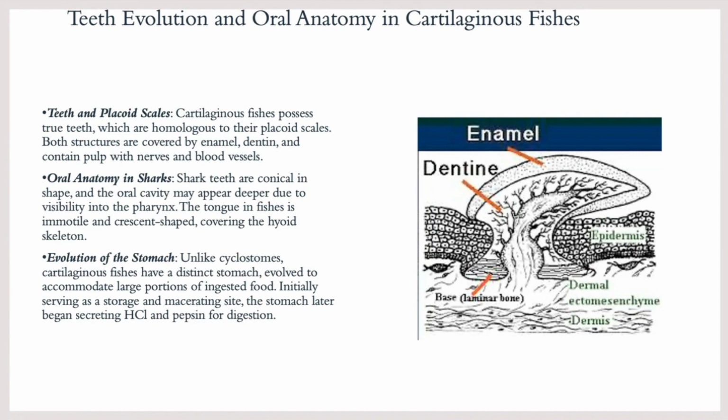And this stomach has developed and become a storage site for their food and also a macerating site. By macerating, we mean an area that is breaking down the food even more. Okay, so their stomach is churning and breaking down that food even more and also storing that food. And then the stomach later on started to develop hydrochloric acid and also the enzyme pepsin to break down these proteins. Okay, but this was a later adaptation.